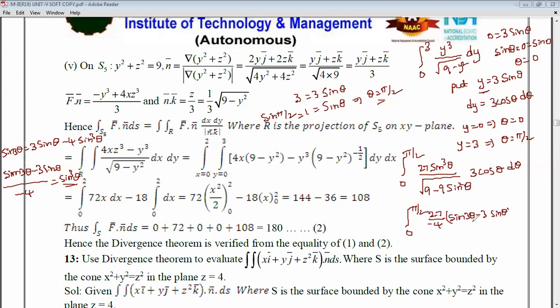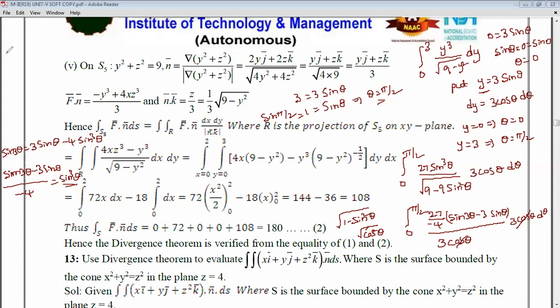Whole thing divided by, here 9 is the common factor. After taking 9 as common, what about the remaining? Square root of 1 minus sine square theta. So 1 minus sine square theta is nothing but cos square theta. The square and square root both cancel, and then we'll get cos theta. So 3 cos theta, and here also 3 cos theta d theta. So these two cancel now. Now you can apply integration here.